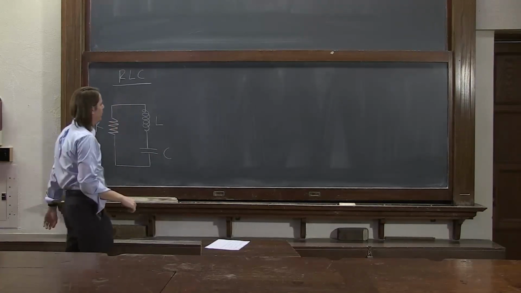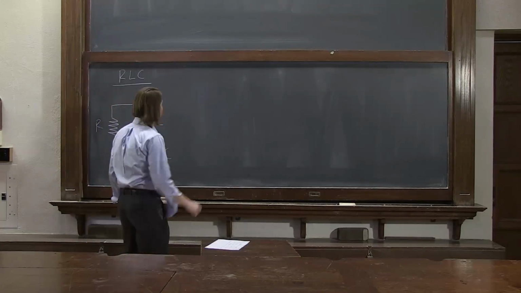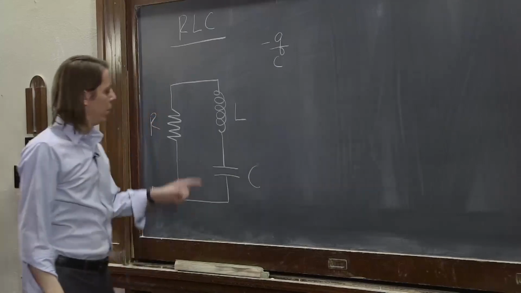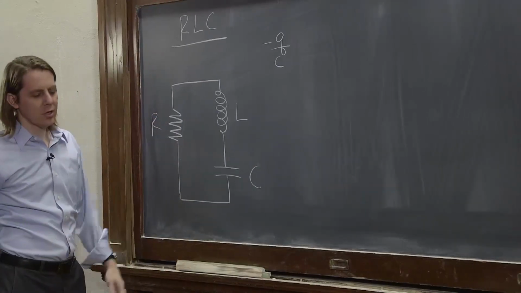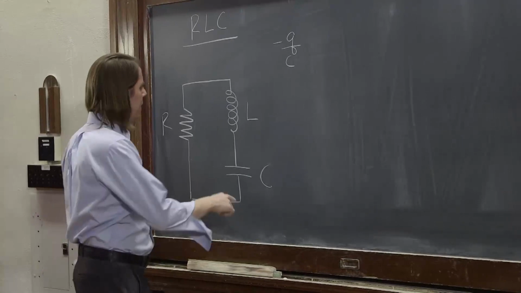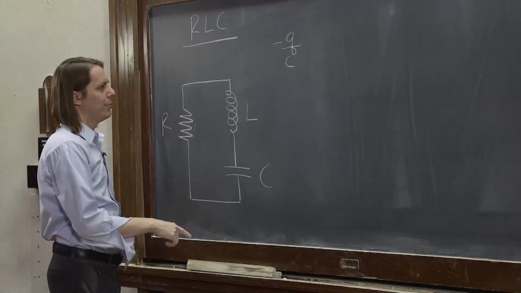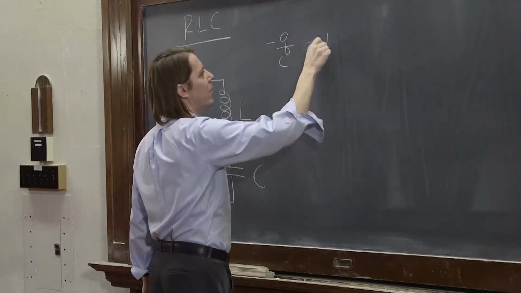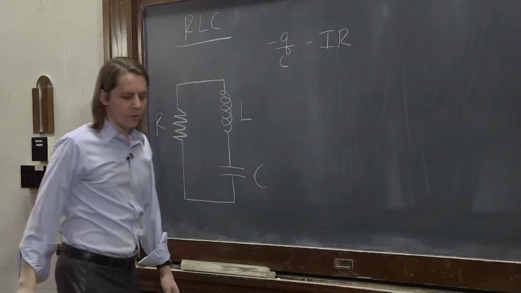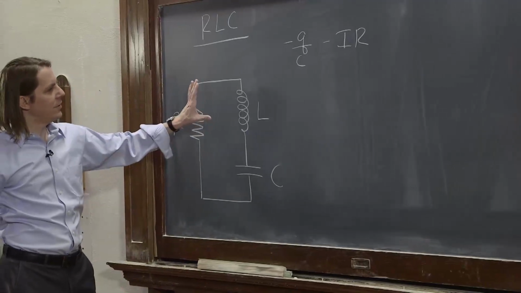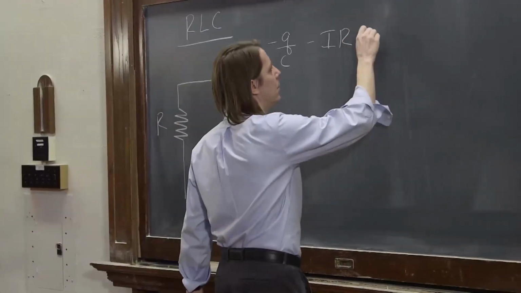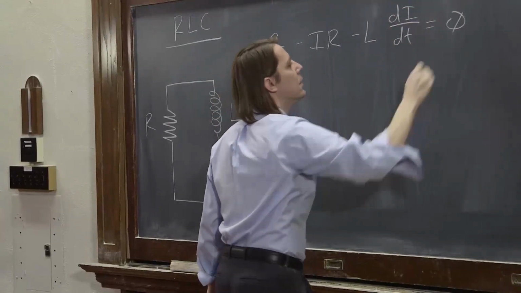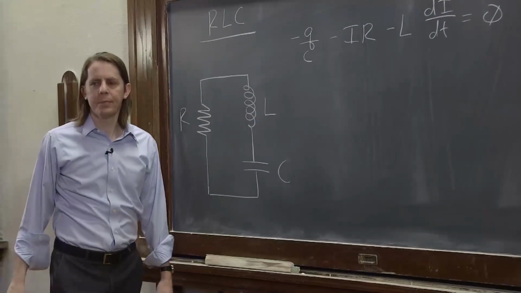So we use our little fiction here and think about the potential drop around each one and add them up and get 0. So around the capacitor we have a drop of negative Q over C. And then, I drew them in a different order from my equations. And then the resistor is, of course, minus IR, the voltage drop across the resistor. And then the inductor is minus L di dt. Now let's say that's equal to 0.